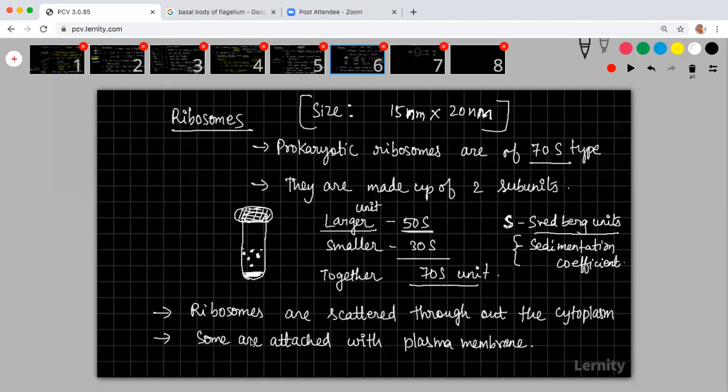Okay, with this we'll stop the class. We are almost out of time. I still haven't completed ribosomes. We can continue it on Monday.